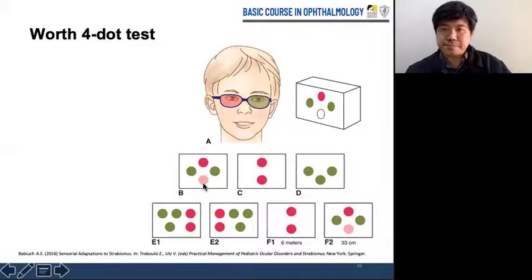reported to be either red, green, or even pink. If the eye behind the green glass is suppressed, then the patient can see letter C, only the red dots, the two red dots. If the eye behind the red glass is suppressed, a total of three lights is reported, letter D. If the patient reports five lights, diplopia is present.